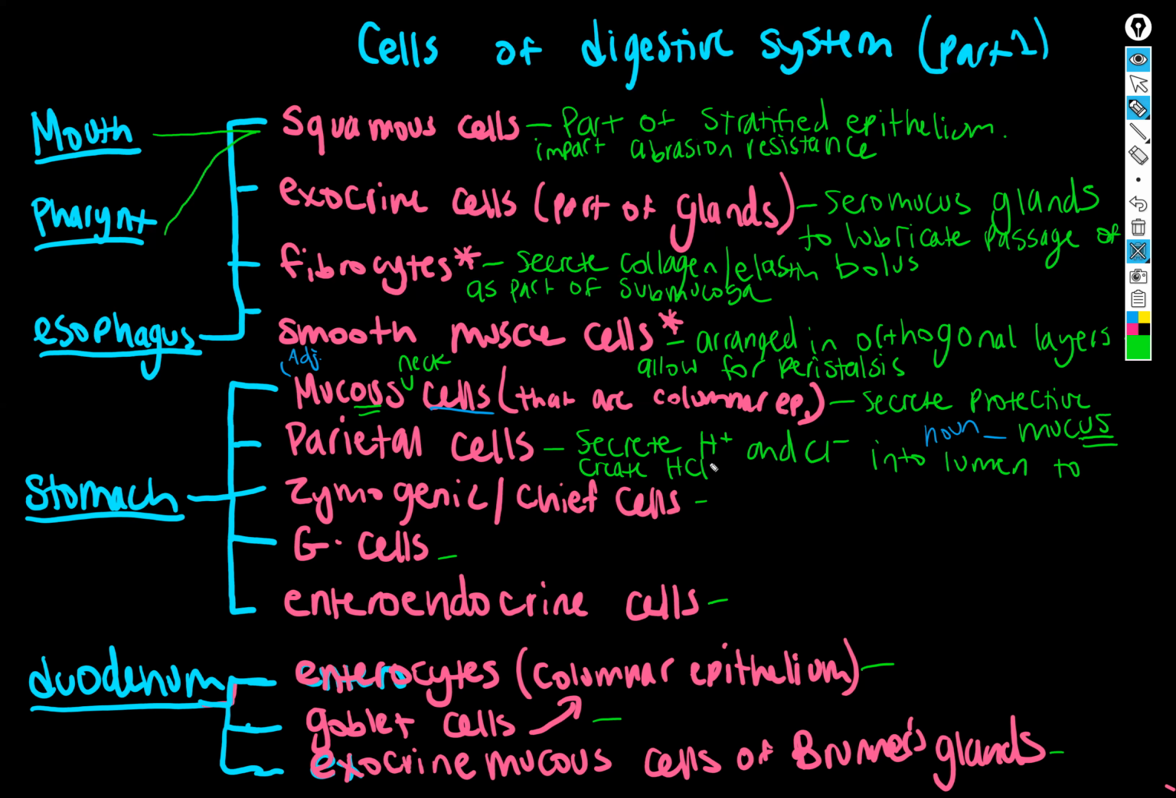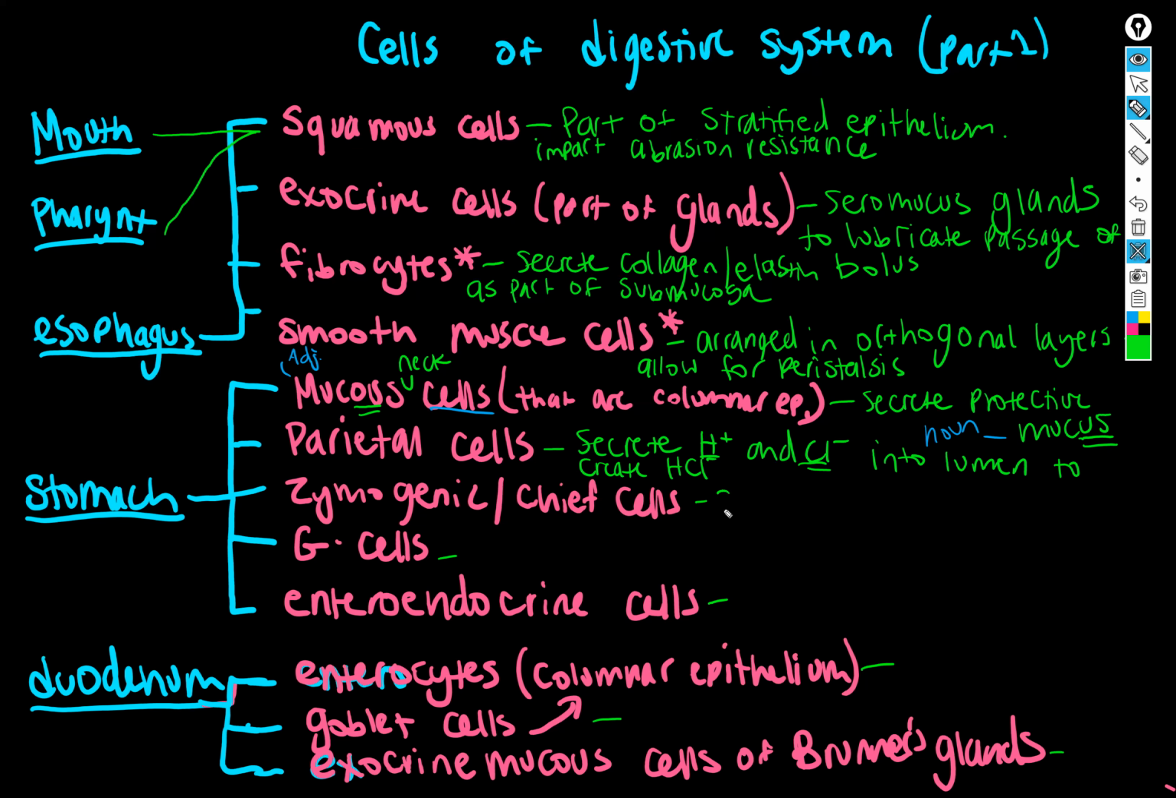So I'm specifying that they're secreted separately because many students assume that the H and the Cl are put together inside the cell and then plopped out as one unit, and they're actually not. They're secreted separately from each other. So there's one channel for chloride and one pump for protons, and they're not actually combined until they're out into the lumen.